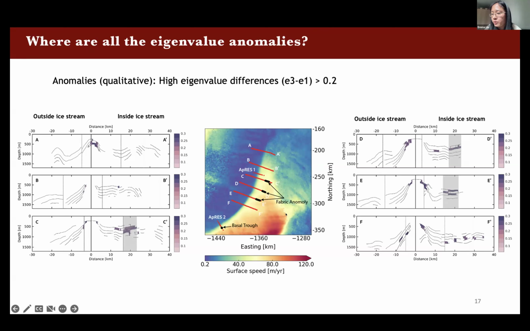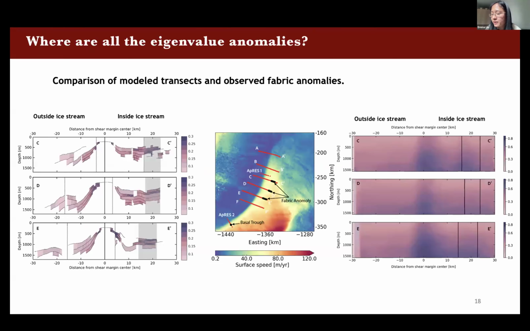So finally, I would like to show a very first attempt of a comparison between the modeled transects and the observed fabric anomaly along CC prime, DD prime, and EE prime. So the anomalies are highlighted in the gray boxes and also in between the vertical lines on the right in the model results.